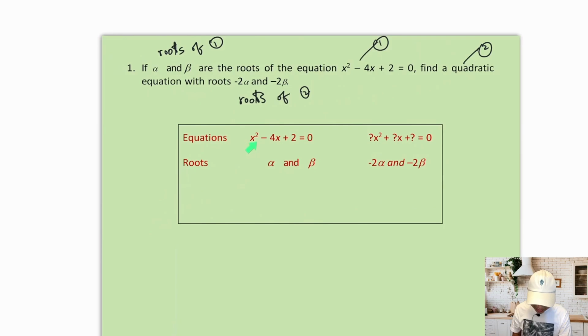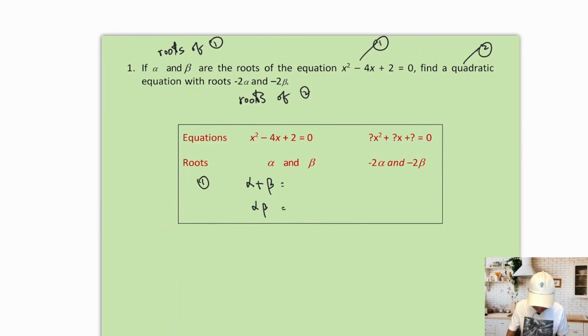Okay, we start with the given equation. The first step, we need to write down to find the value of alpha plus beta and alpha times beta. We use the formula, negative b over a and c over a, to find the sum of roots and the product of roots.